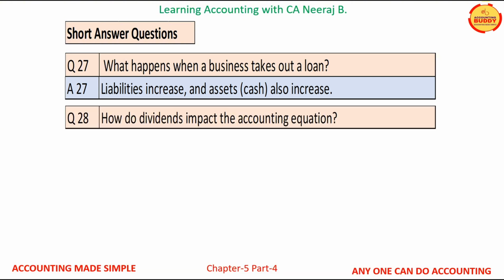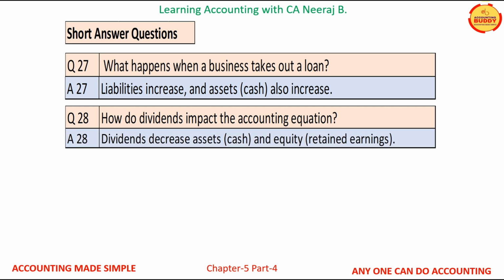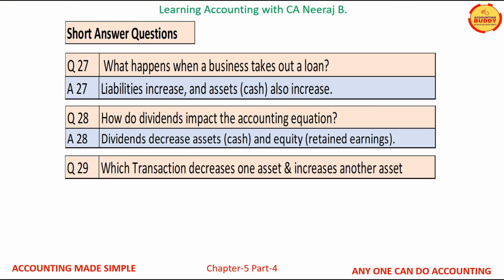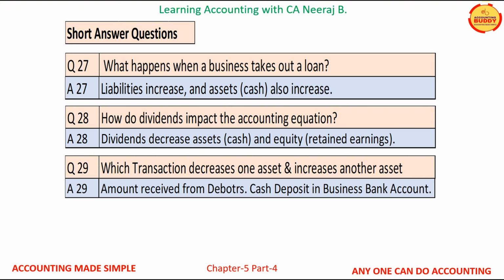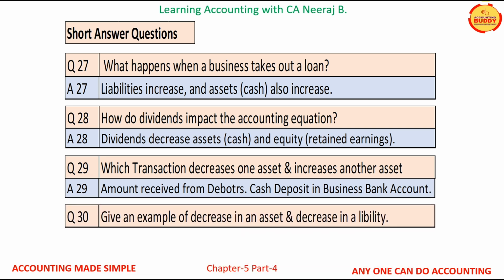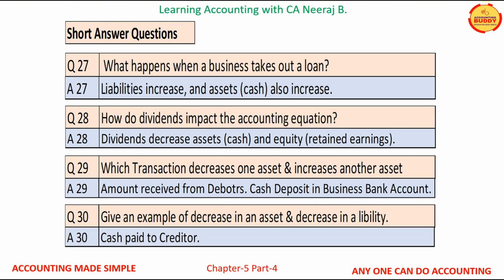Question number 28. How do dividends impact the accounting equation? The answer is dividends decrease the assets, that is the cash, and they also decrease the equity, which is the retained earnings. Question number 29. Which transaction decreases one asset and increases another asset? The two examples are amount received from the debtors and cash deposited in the business bank account. Question number 30. Give an example of decrease in an asset and decrease in a liability. The answer is cash paid to the creditors.